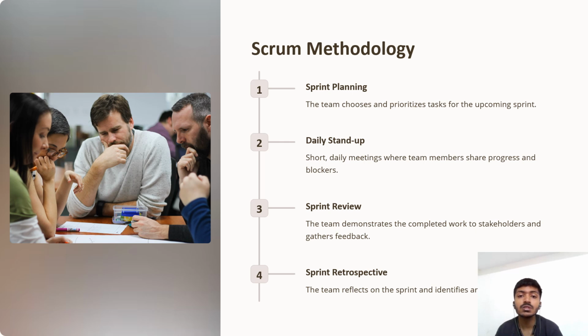The last one is sprint retrospective. The team reflects on the sprint, and identifies and implements improvements. They discuss what worked well and what didn't work well and how processes can be further enhanced for future sprints.